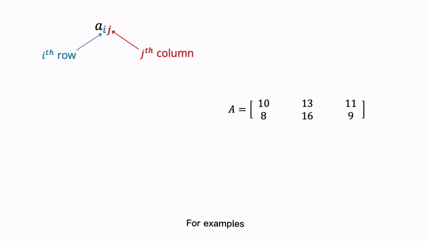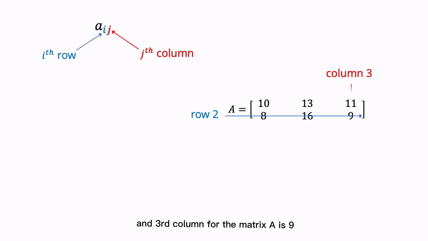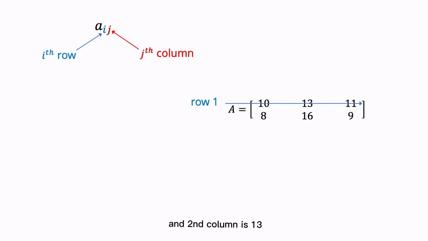For example, the element at the second row and third column of the matrix A is 9. The element at the second row and third column can be represented as A23. A23 equals 9. The element at the first row and second column is 13, represented as A12. A12 equals 13.